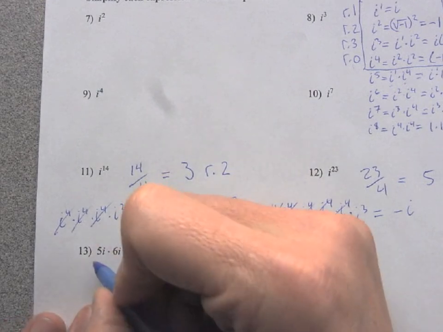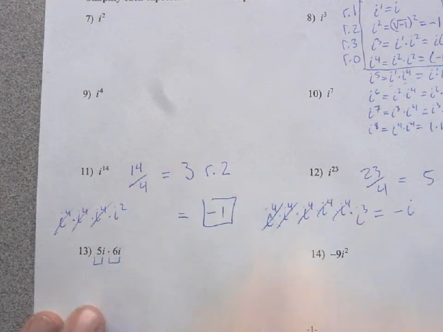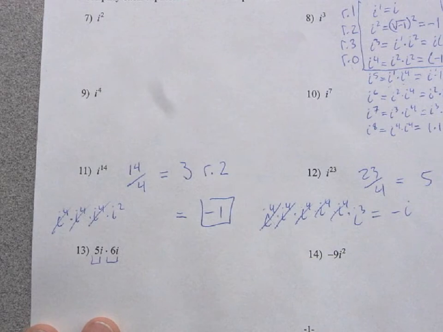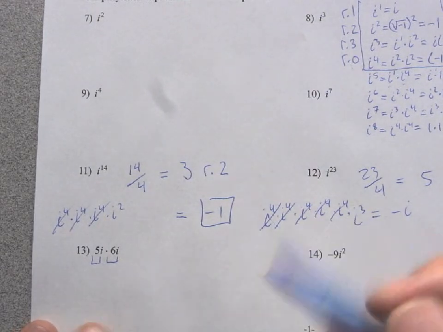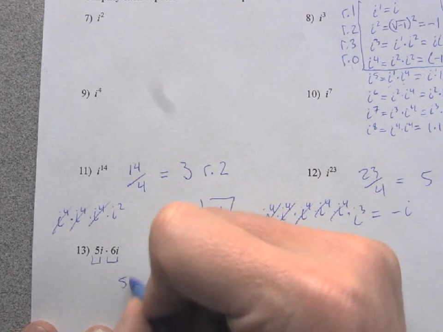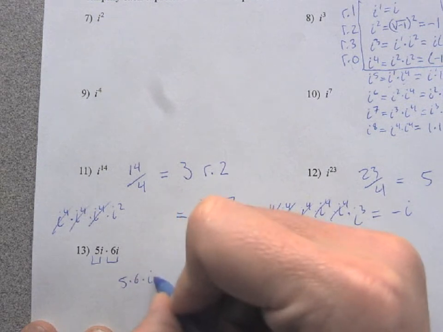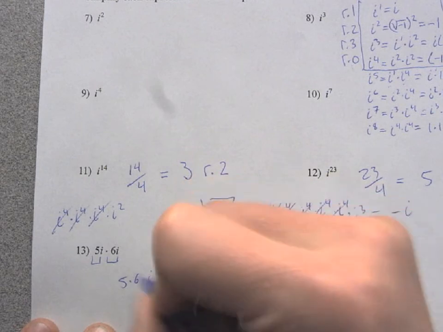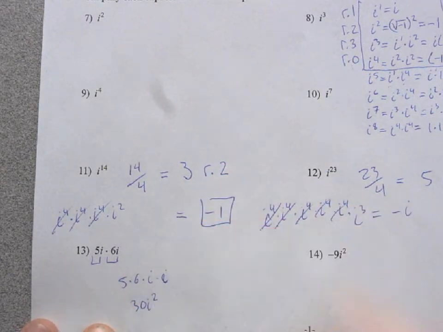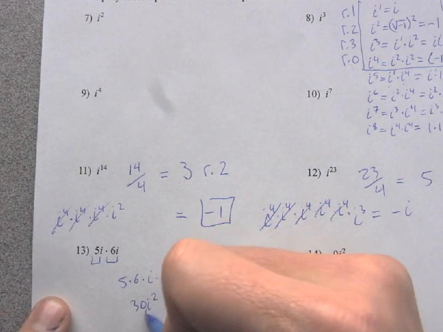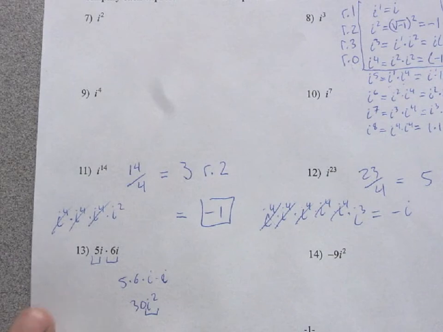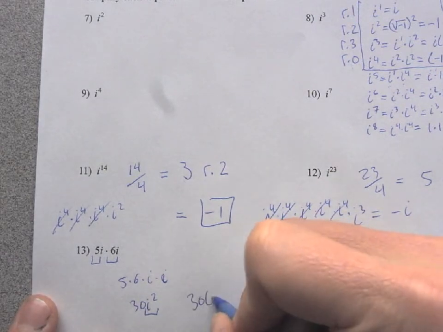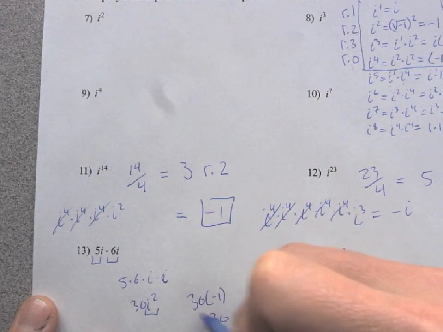So we kind of treat i like a variable, but we simplify it at the end. If i was a variable, this would be the same thing as 5 times 6 times i, using the commutative property of multiplication. So this would be 30i squared. That's no different than a variable. The only difference is that at the end, we remember that i squared is actually negative 1. So we write this as 30 times negative 1, or negative 30.